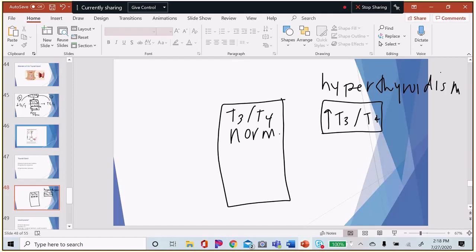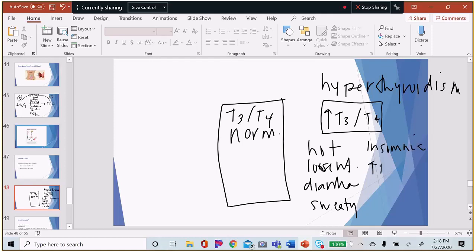which means I will be hot, I will lose weight, I will have diarrhea, sweaty, insomnia, agitation. It might increase my blood pressure and heart rate. And at the very high extreme end is something called thyroid storm, which could potentially be deadly because it's going to cause me to have tachycardia and tachydysrhythmias. So I can take medication to try to get myself into the normal range.